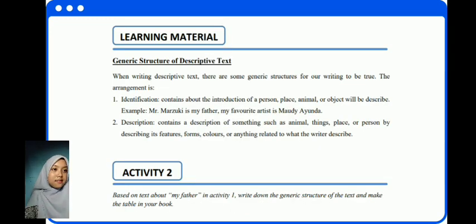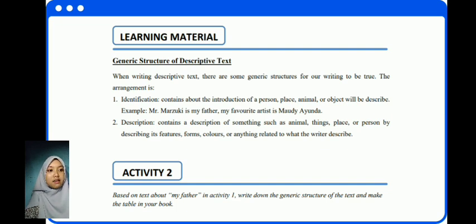Okay, next, that is the learning material. It is about the generic structure of descriptive text. This will be explained by the teacher also. So when writing descriptive text, there is a generic structure for our writing to be correct. The arrangement is, first, identification, which contains the introduction of the person, place, animal, or object that will be described. For example, Mr. Mazruki is my father. My favorite artist is Maudy Ayunda, something like that.